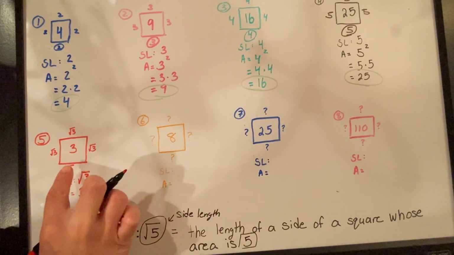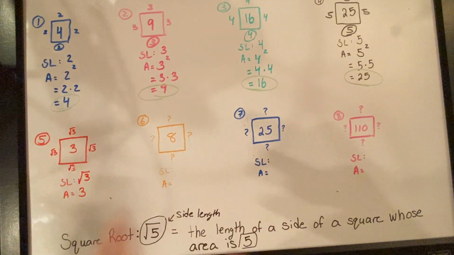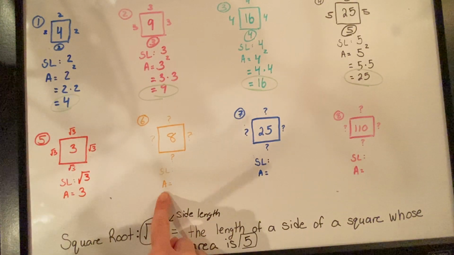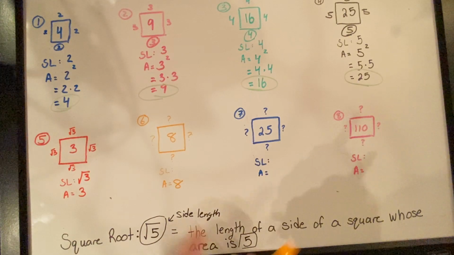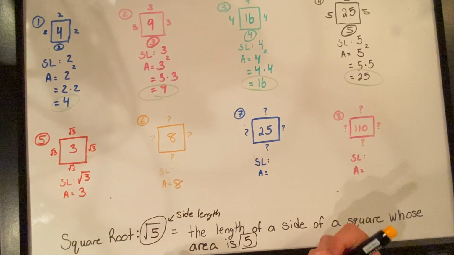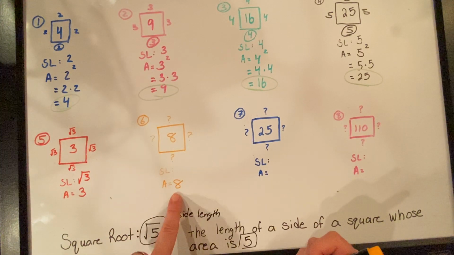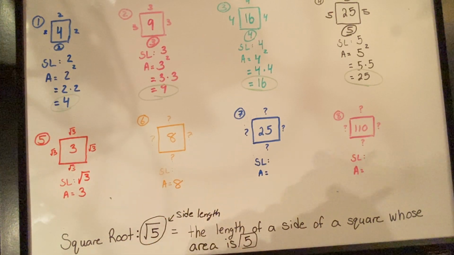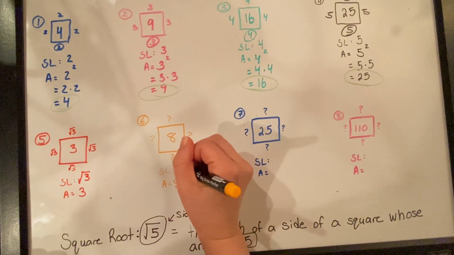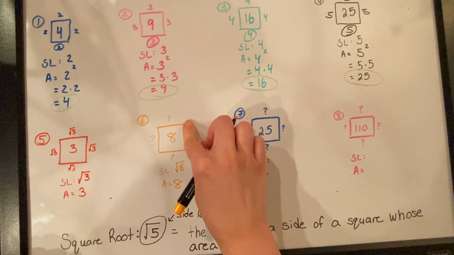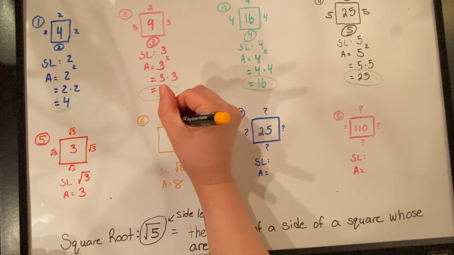Let's go to the next one. All right, here we have an area of 8. So when it says area equals, you're going to put 8. And now I want to know, well, what's the side length? So remember, with what we just learned, if the area is 8, then the side length is the square root of that area, which is 8. So each of these has a side length of square root of 8.